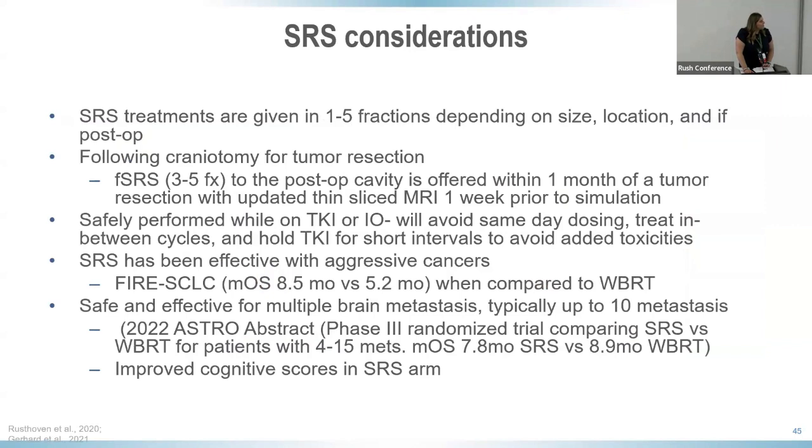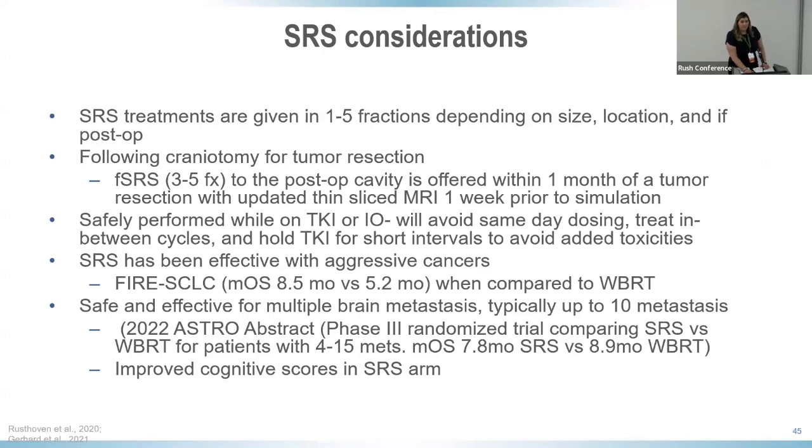You can see how tight those fields are and how we're sparing a lot of the healthy brain tissue. Some considerations: usually our treatments are between 1 and 5 fractions, depending on the size, where it's located, and if they're post-op. If they do go for a craniotomy or a tumor resection, we do what's called fractionated SRS, where it's given over 3 to 5 fractions to the post-op cavity. We usually do this about 1 month after resection to allow for healing. And one thing that is required is a thin sliced MRI. It's usually 1 millimeter for us to look at the post-op cavity to check for any residual disease and make sure that we can target the correct area.